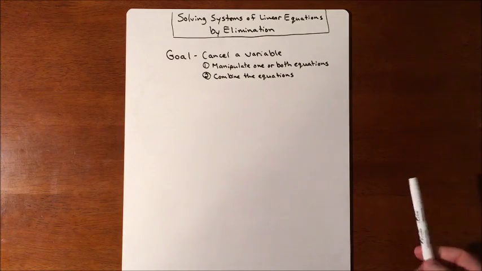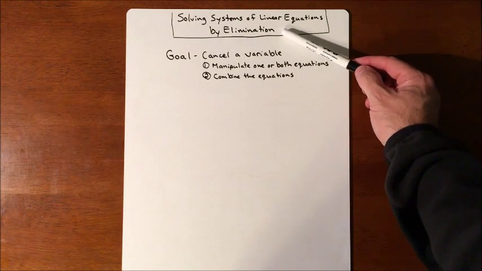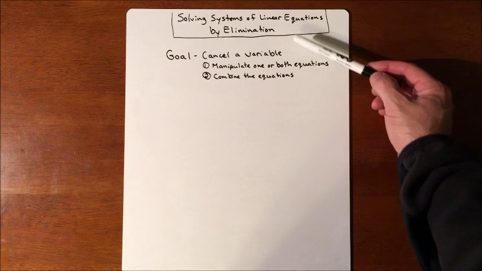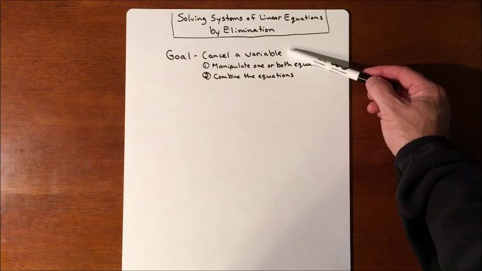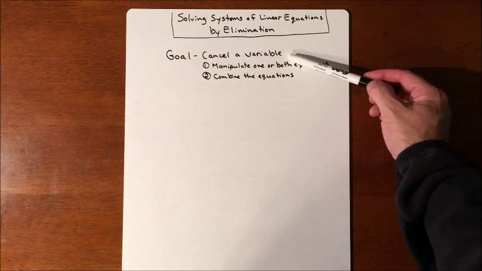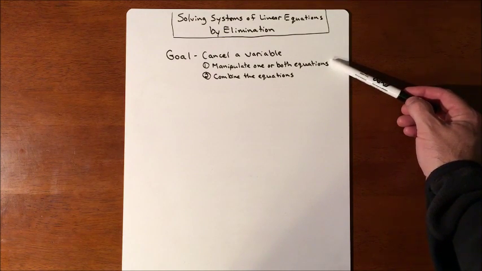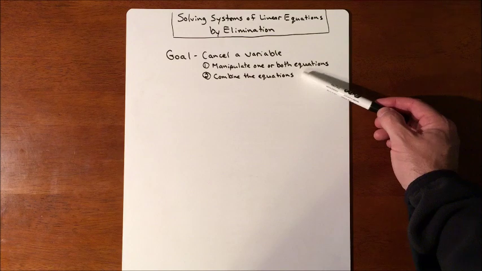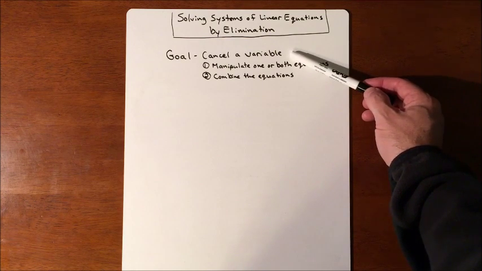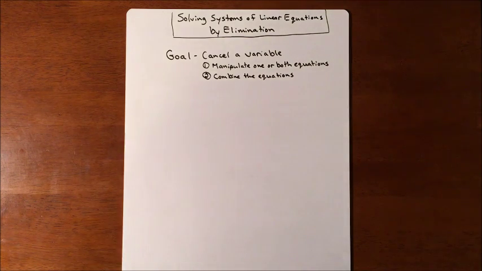In this lesson, we're going to be solving systems of linear equations by elimination. To make that happen, we're always going to look to try to cancel a variable. There's a couple of things that we're going to do to make that happen. We are going to manipulate one or both of our equations, and then we're going to combine them, all trying to get a variable to cancel. So let's see how that works.